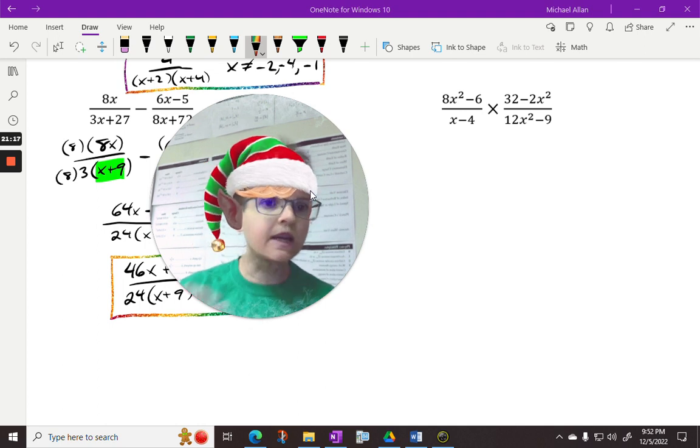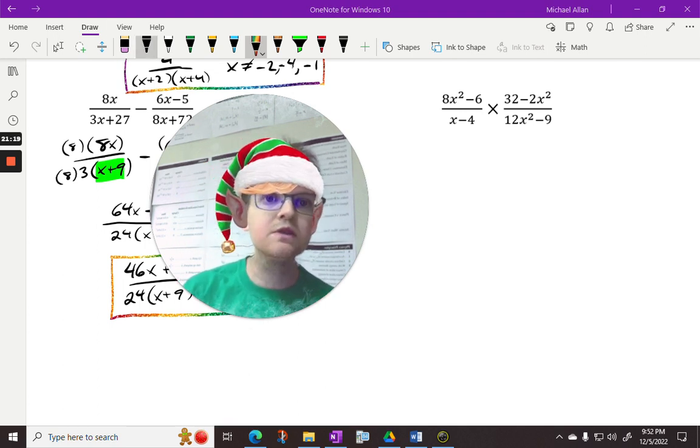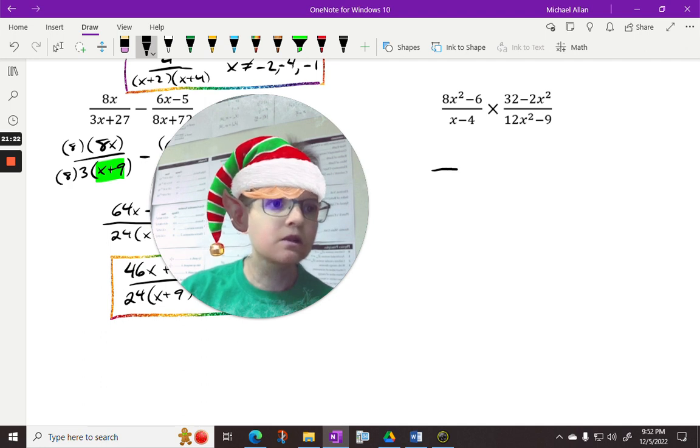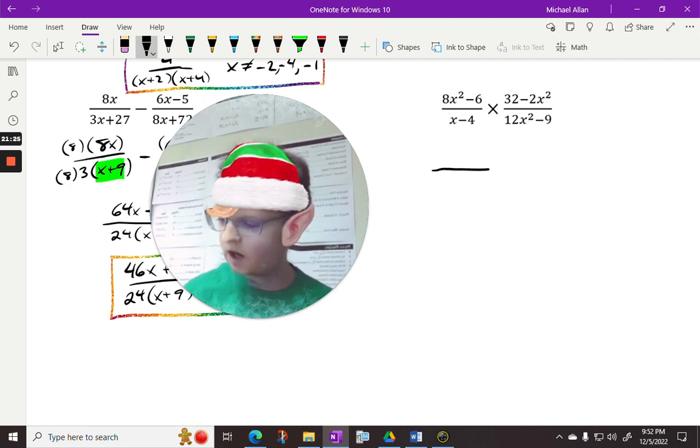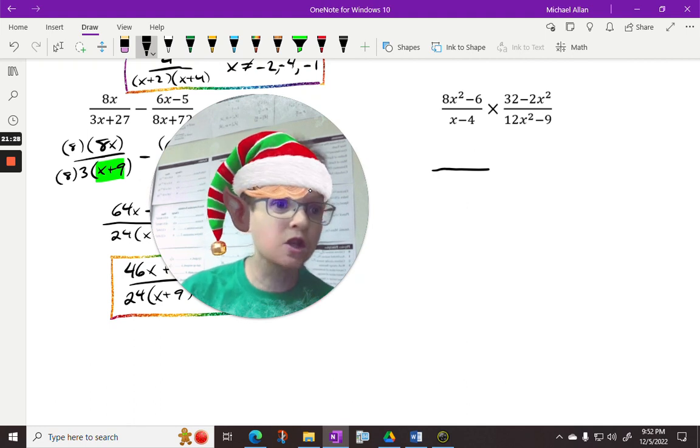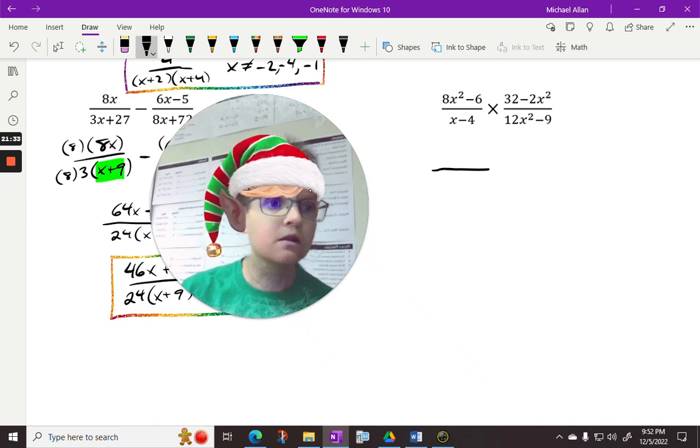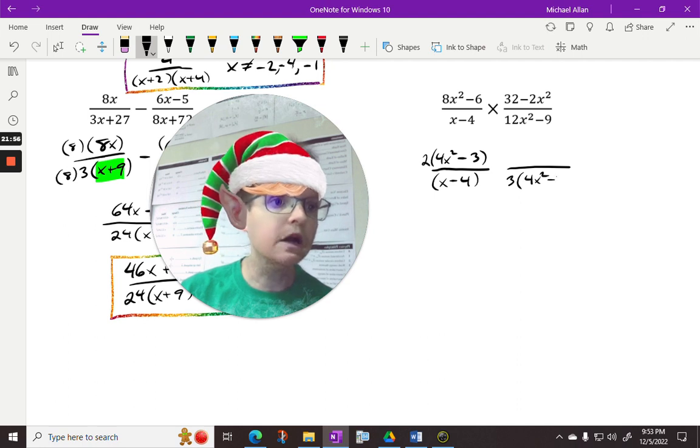Just like any other question, we're going to want to factor the tops and the bottoms here. So I'm going to factor out what's in common. It looks like we're just going to factor a 2 out of this one, and I'm going to get 4x squared minus 3. Doesn't seem like it's going to help me out. And then over here, I'm going to multiply that with this one. So if I factor out a 3, we have 4x squared minus 3 as well.